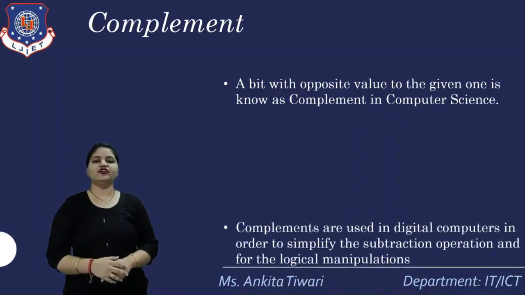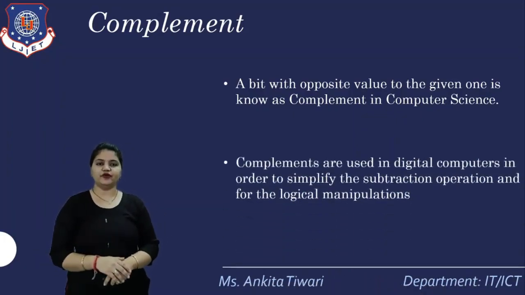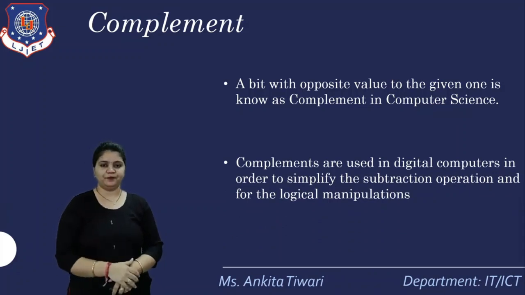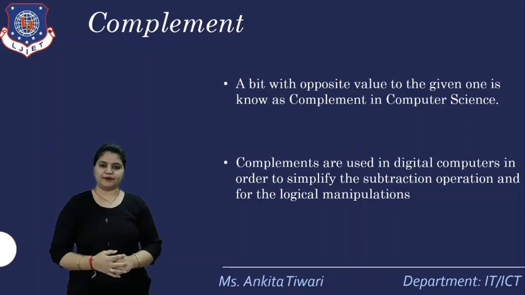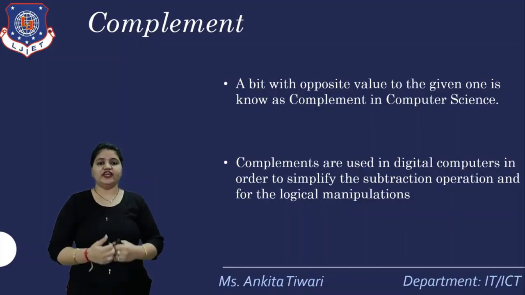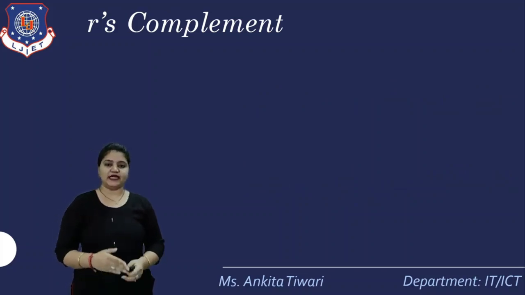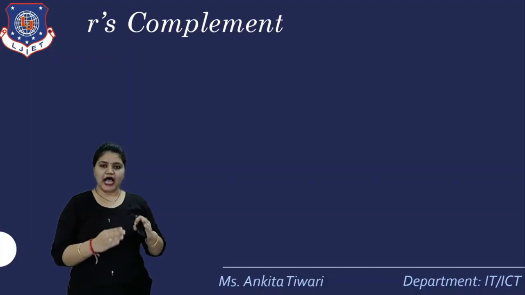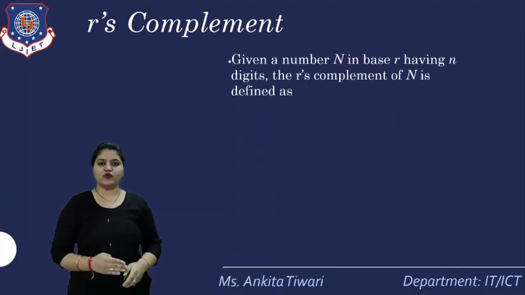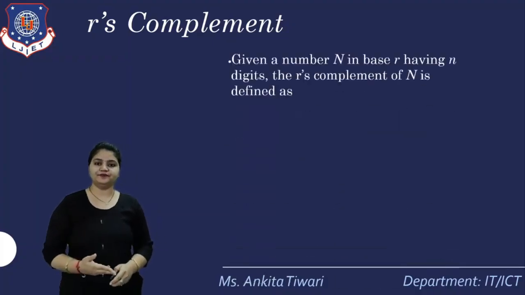Now complement we are using in our digital computers, basically for simplification of the subtraction operation. Now we know that binary subtraction is already there, but if I want to do subtraction using addition, then we can use the complement method. So here the complement method comprises two types, that is R's complement method and R minus 1's complement method. So what do you mean by R's complement method?